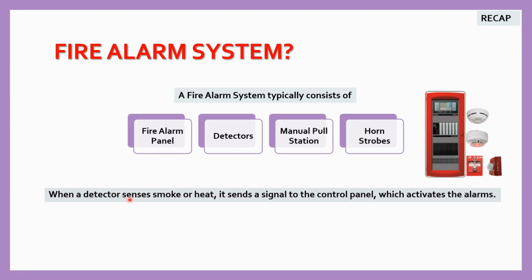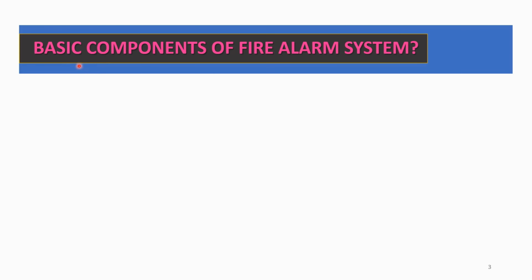When a detector senses smoke or heat, it sends a signal to the control panel which activates the alarms or horn strobes. If you want to know about the function of these devices and the control panel, you need to watch my earlier video on overview of fire alarm system as per NFPA 72. So let us discuss the basic components of fire alarm system.